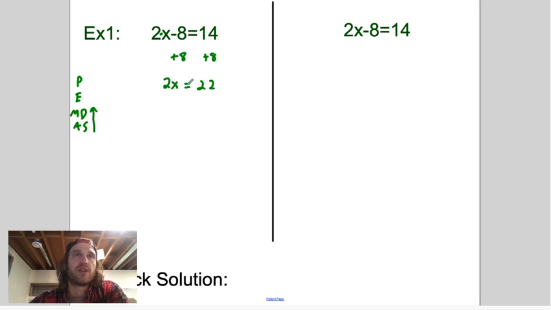Bring in my equal sign directly down. To undo multiplication by 2, I'm going to divide both sides by 2. 2 divided by 2 is 1x. 22 divided by 2 is 11.